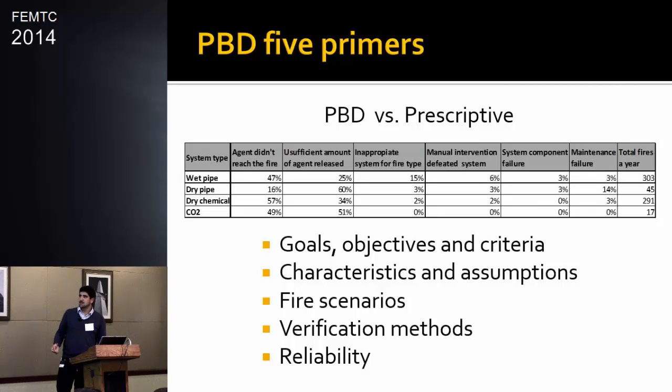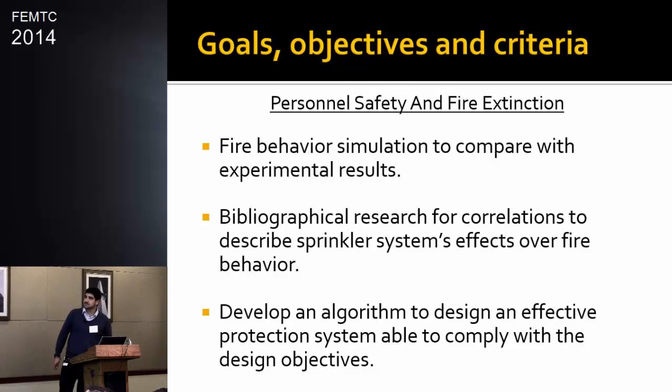I followed those five primers to create a method to be able to relate fire simulation and fire behavior directly to the sprinkler systems, to be able to adjust the system to protect a specific scenario. So we start with the goals, objectives, and criteria. I stated that personal safety and fire extinction were the primary objectives in designing a fire sprinkler system. And the objectives are to simulate the fire behavior and compare it with experimental research. This is validation. I performed a bibliographical research for correlations describing a sprinkler system's effects over fire behavior, and to develop an algorithm to design an effective protection system able to comply with the design objectives, which are personal safety and fire extinction.